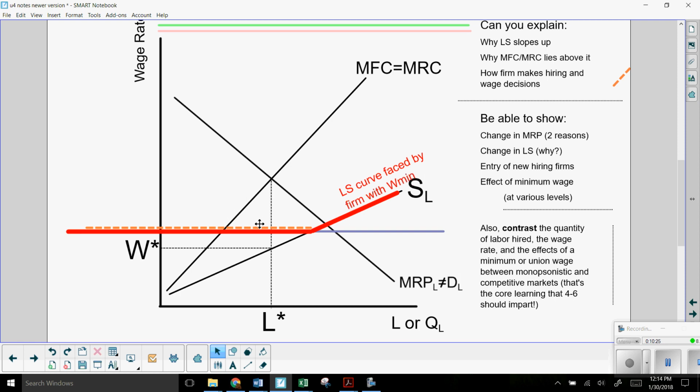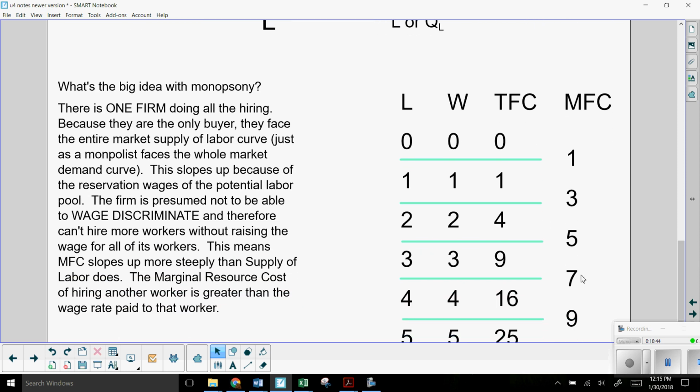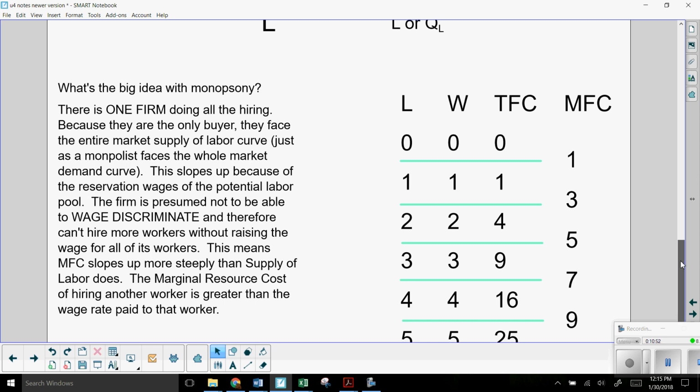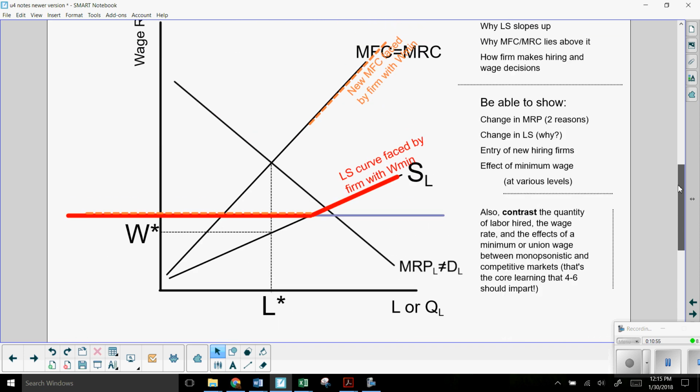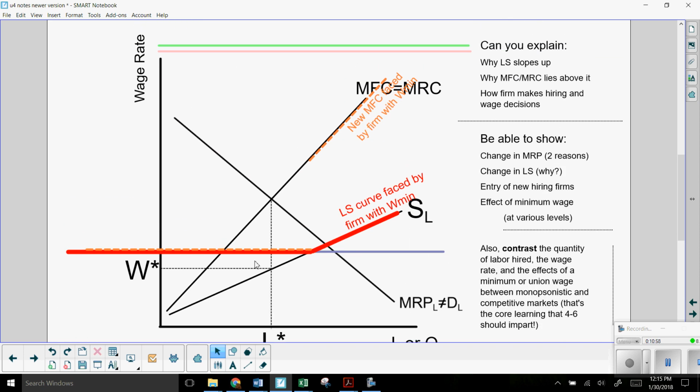And in fact, you heard me sort of saying that. The marginal factor cost of those first 3 workers is $3, $3, $3. But when we hire that 4th worker, that marginal factor cost is $7. Because now we have to pay the 4th worker $4, and we have to pay all 3 of the first 3 workers $1 extra each. So that's where we get to 7. And so the new MFC curve that the firm faces is going to be this dotted orange line, which has a vertical jump in the middle of it.